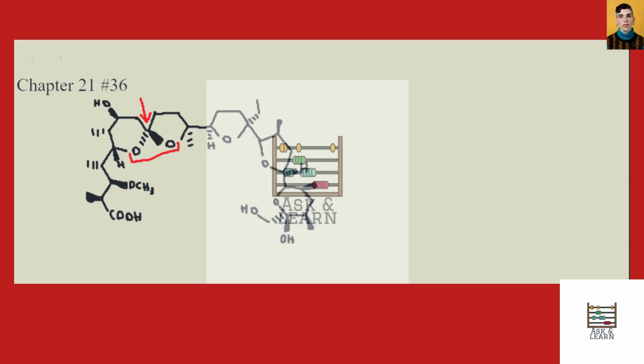There is also one hemiacetal here, and it's to the bottom right. So this carbon here is a hemiacetal because it's bound to one alcohol and to one oxygen that's an ether. And so that's a hemiacetal.